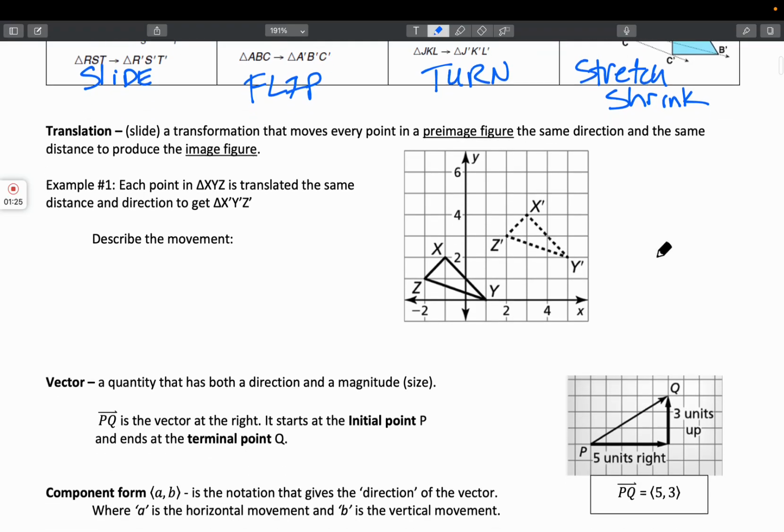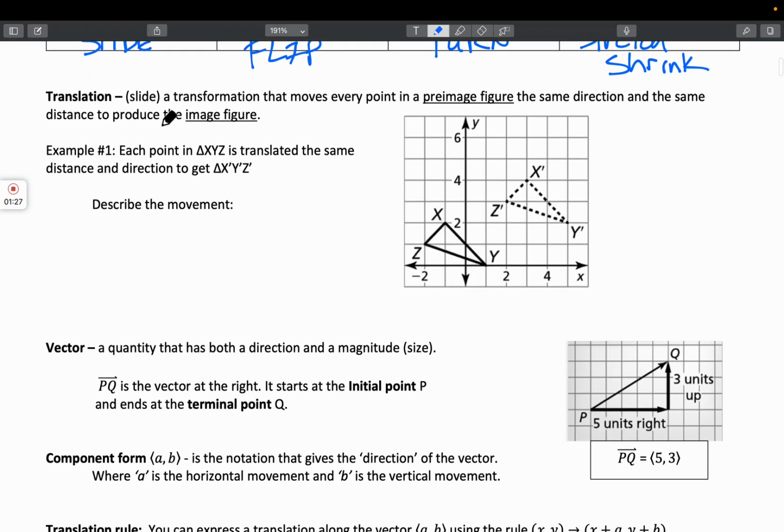Today, though, we're specifically looking at a translation. As we mentioned, it is a slide, and that slides every point in the preimage figure, that's the beginning figure, the same direction and the same distance to produce the image figure. Over here on the right, we've got an example. We are taking each point in the preimage triangle, X, Y, Z, and translating it the same distance and direction to get the image triangle X prime, Y prime, Z prime.